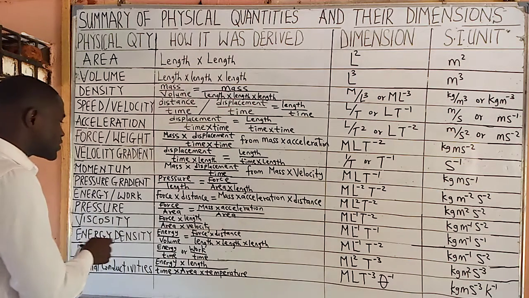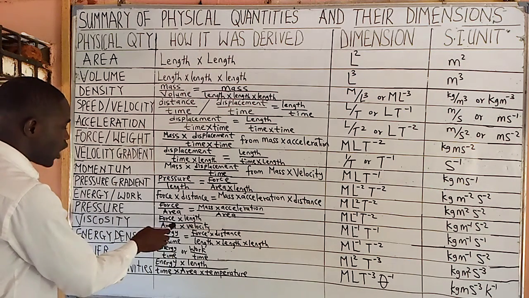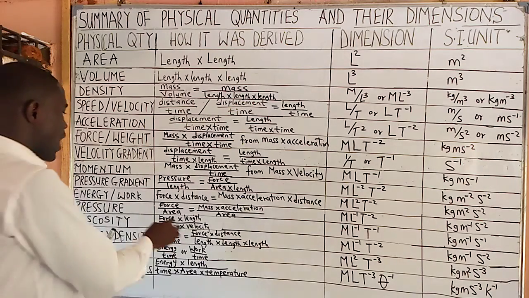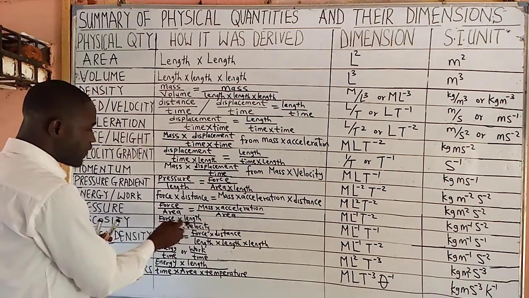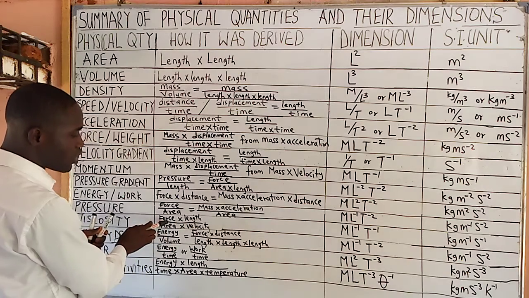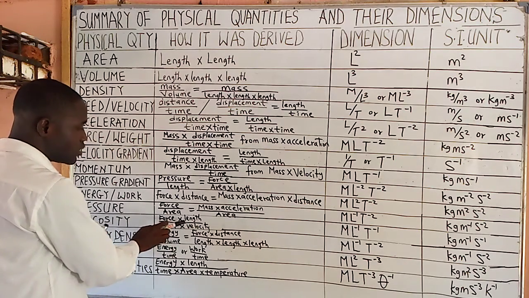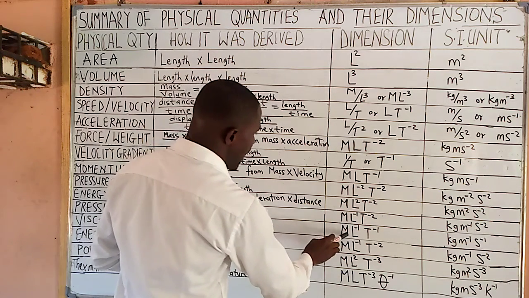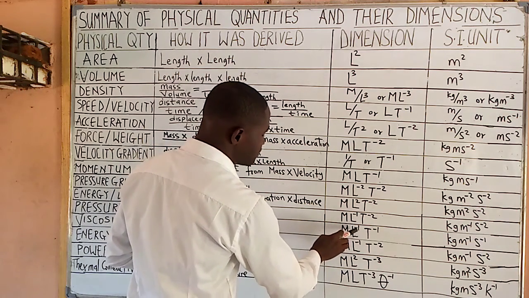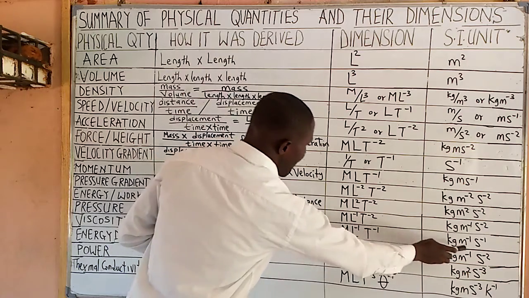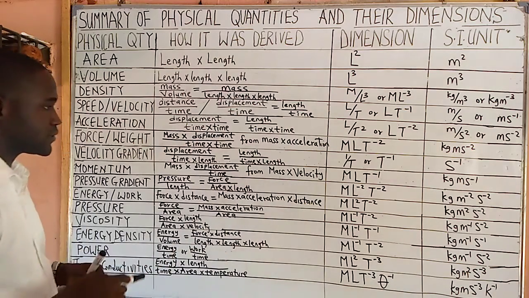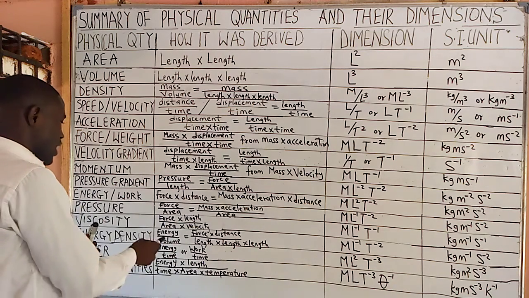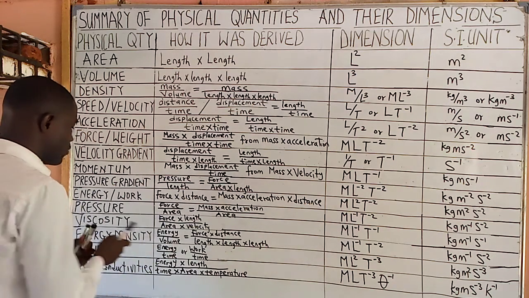So viscosity, force times length all over area times velocity. Yes. Now force, when you simplify this from mass times acceleration, force is mass times acceleration times length over area times velocity, it will give you ML raised to power minus 1, T raised to power minus 1, and this is the SI unit. Then for energy density, it means energy over volume.